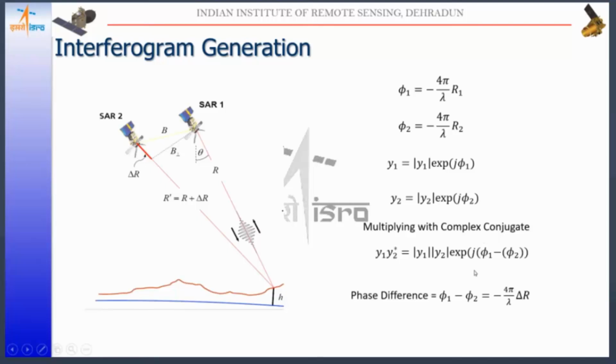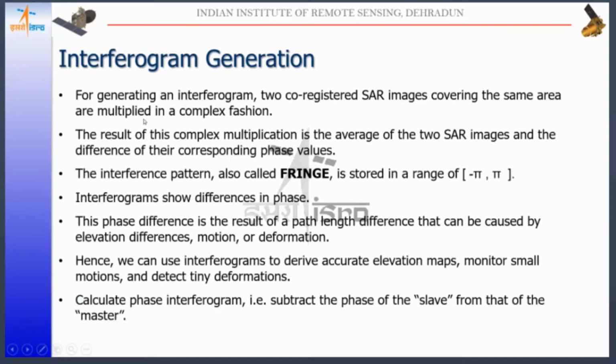Interferogram, what is this one? This is the phase difference we have to form. So what is interferogram generation? For generating an interferogram, two co-registered SAR images covering the same area are multiplied in a complex fashion. It means we have to do the multiplication with respect to the complex conjugate. Then we will get the interference pattern, which is called the fringes.